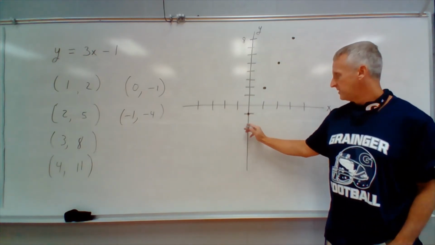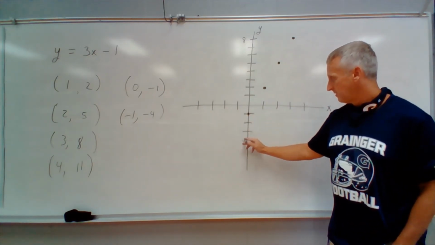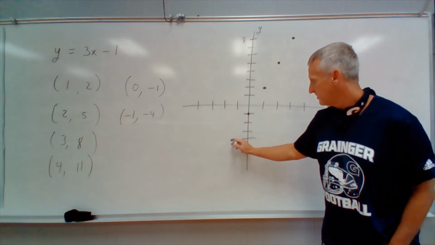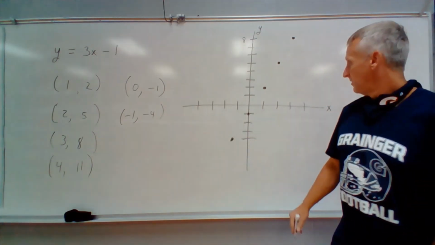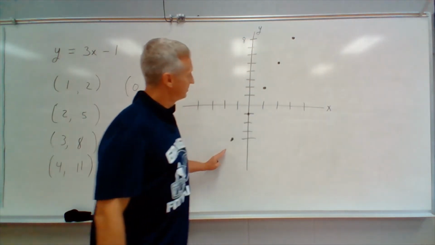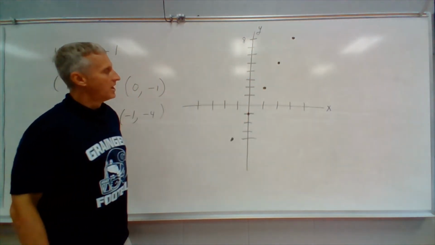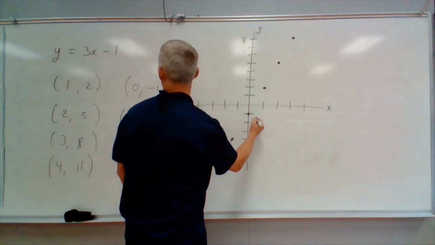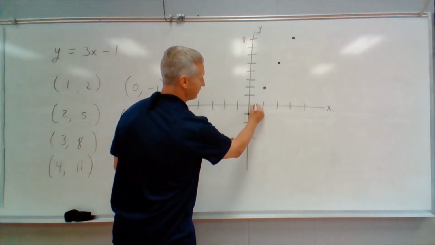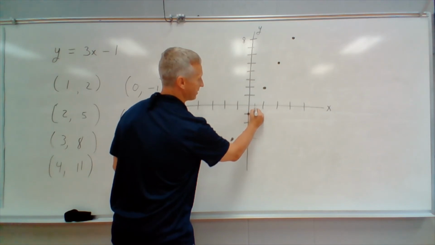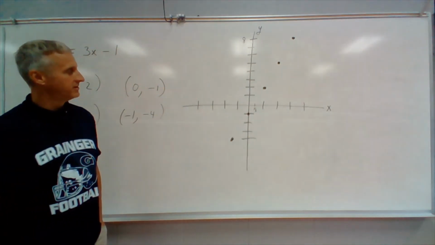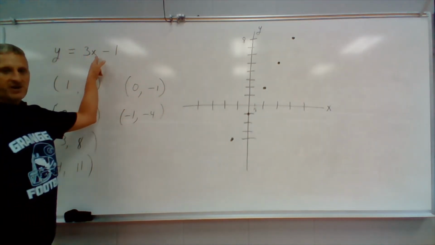And you can see then that these all lie on a straight line. We can plug in fractions. So what if I put in, say, 1/3? Okay, so right there's 1/3. If I put a 1/3 in for my x, 3 times 1/3 is 1. 1 minus 1 is 0. So I would have a dot there.